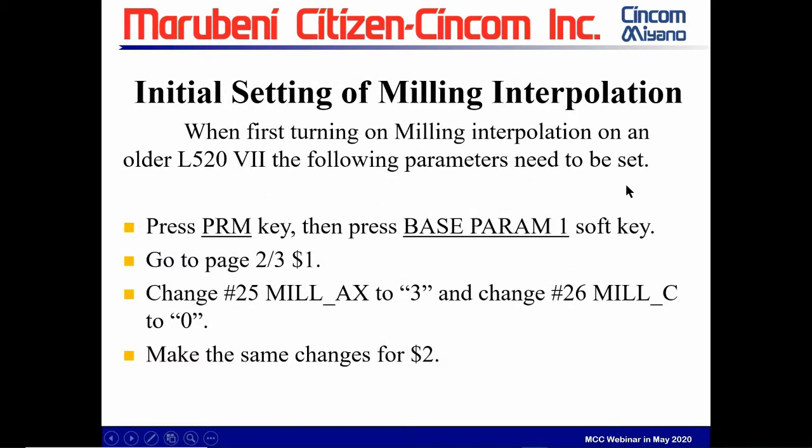When first turning on milling interpolation on an older L520, these parameters needed to be set. Press the parameter key, then base parameter, to get there. On page 2 of 3, $1, you would change 1125 to a 3, and the mill C to a 0 if you wanted to use a Y. You would have to change the mill C to a 1 if you want to use the C. You would make the same changes for $2. I give this for people that have to set up milling interpolation and have never done it before. These are the parameters that would make it work properly.